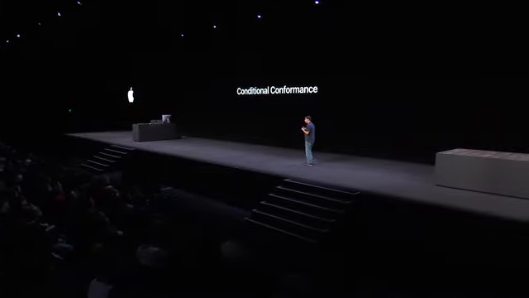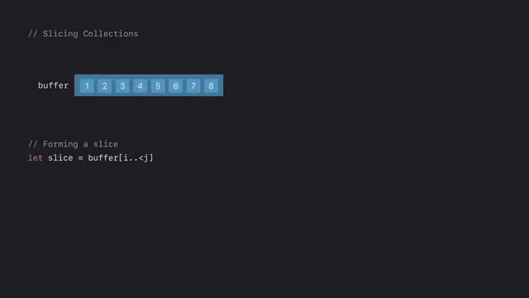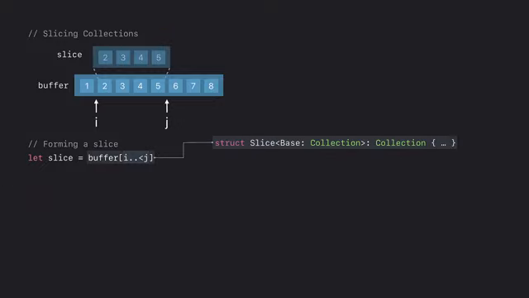So let's talk about conditional conformance. This is, of course, a newer feature in Swift. And let's start by looking at slices again. For any collection that you have, you can form a slice of that collection by subscripting with a particular range of indices. That slice is essentially a view into some part of the collection. Now, the default type that you get from slicing a collection is called Slice. And Slice is a generic adapter type. It is parameterized on a base collection type, and it is itself a collection.